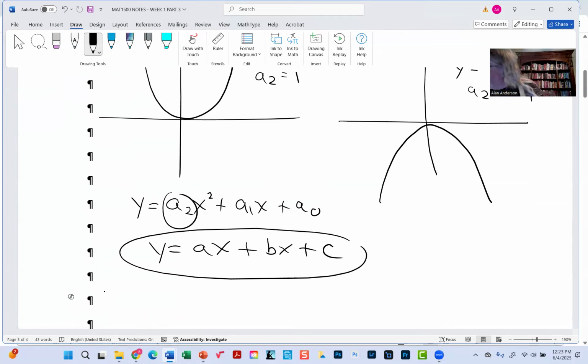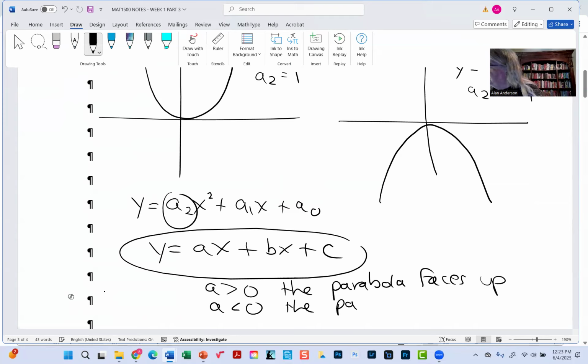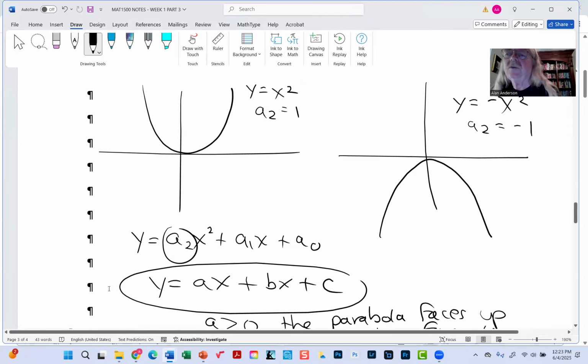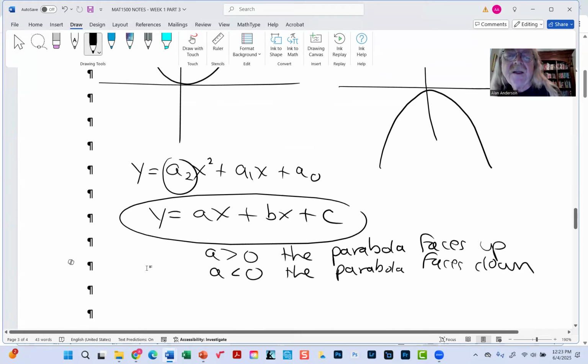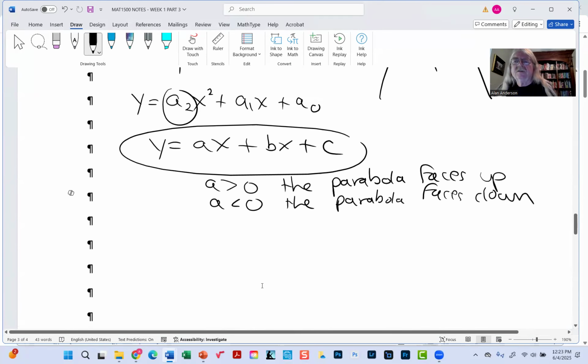So the rule would then be if A is positive, the parabola faces up. As you can see, that's the case. If A is negative, it's the other way around. Now, of course, remember, it can't be zero itself because that would mean it's no longer a quadratic equation. But the sign is going to tell us.